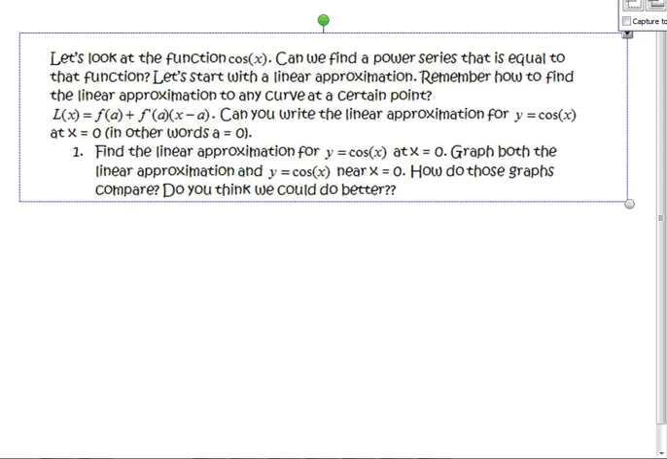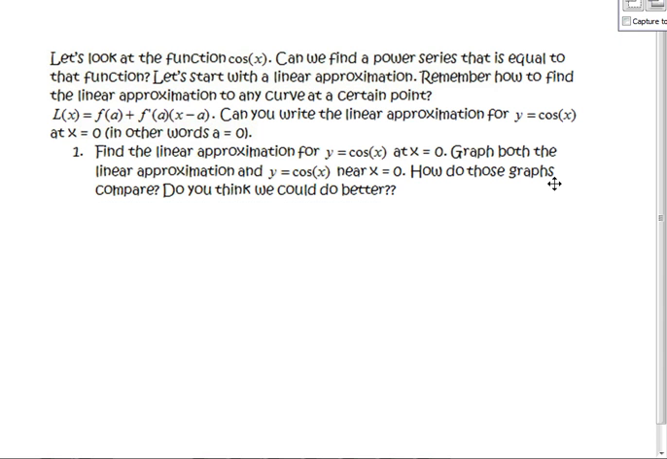Okay, let's start with the cosine curve. Can we find a power series that's equal to the function? Let's first start with a linear approximation. You just do what it says to do. Remember how to find the linear approximation to any curve? So if I graph the cosine curve, we're going to do this at x equals 0. This is, by the way, called the Maclaurin series. You hope on the exam it's Maclaurin, because that means we're going to center our polynomial at 0.